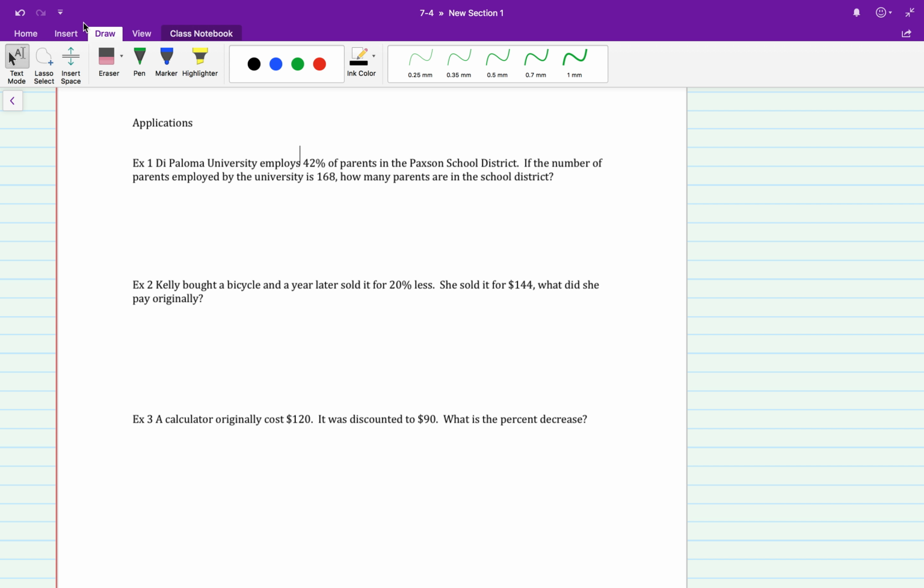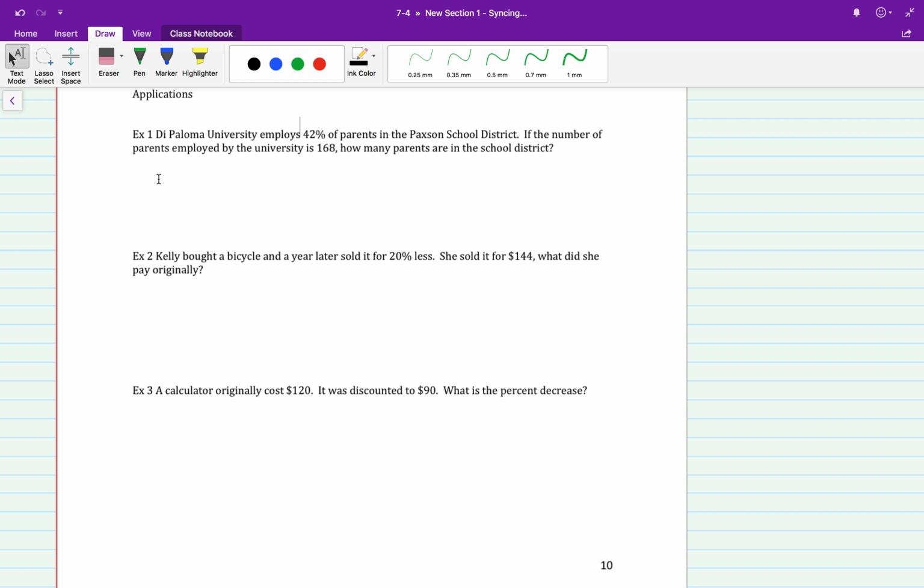It's finally time to take our percents and apply them to word problems. Some of these word problems are going to be really straightforward and easy to work out, and then some of them are going to be trickier. For several of them, there's more than one way to work them, so I'll show you both ways.